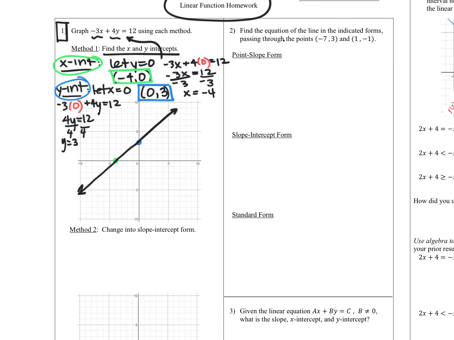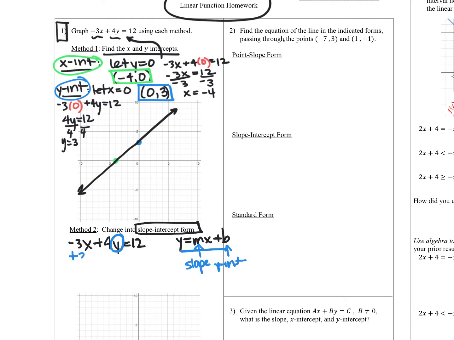So we had negative 3x plus 4y equals 12. Remember, slope-intercept form is y equals mx plus b. If we can rearrange this equation where y is by itself, we'll have it in that form and be able to identify the slope and the y-intercept. So we're going to move the 3x over, and we'll have 4y equals, I'm going to write the 3x first, so it's starting to look more and more like the form we want.